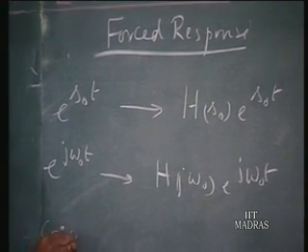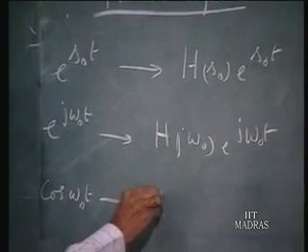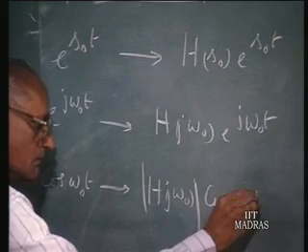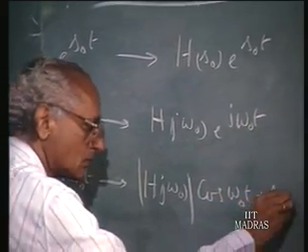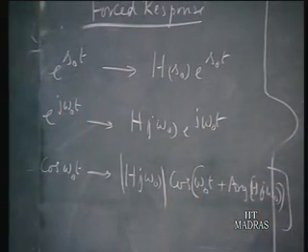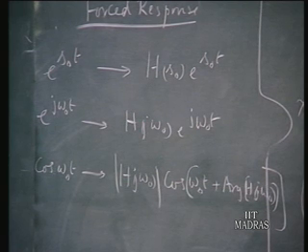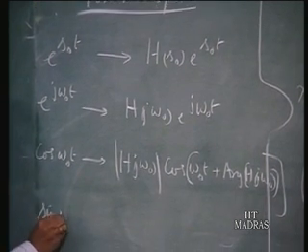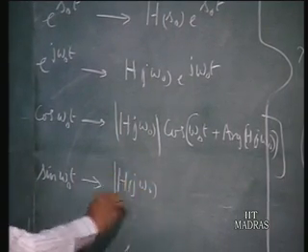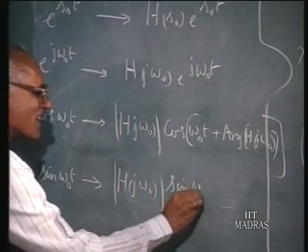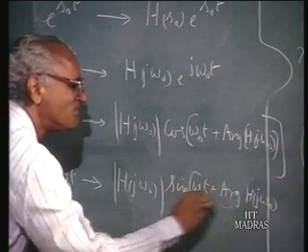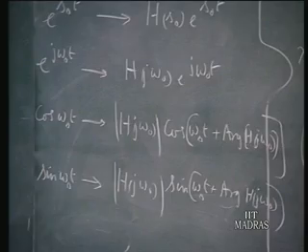And if it is cos omega naught t, it is the magnitude of H of j omega naught times cos of omega naught t plus the argument of H of j omega naught. So H of j omega naught is a complex number, and whatever angle it has is the addition to the phase of the cosine function. Sin omega naught t will likewise give the magnitude of H of j omega naught times sin of omega naught t plus the argument of H of j omega naught. And H of j omega is called the frequency response function.